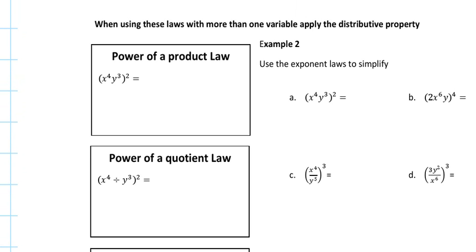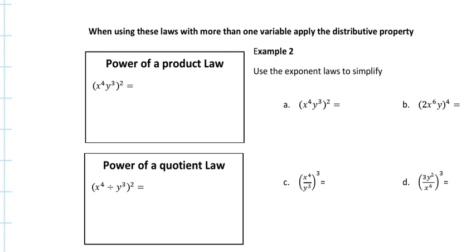So technically, let's pretend I'm hiding that y to the power of 3. Okay? What do you do when you have something that looks like this? Let's say the y to the power of 3 is not there. What do you do when you have something like this? Multiply, right? You multiply the 4 and the 2.